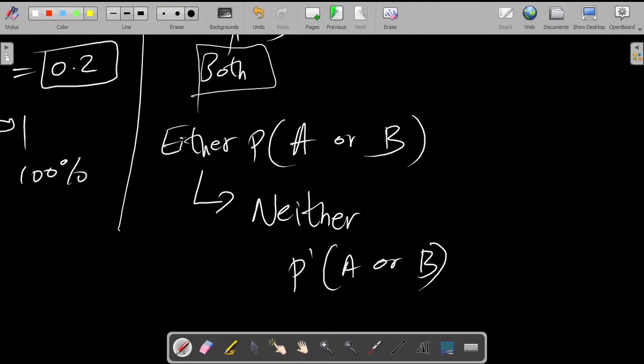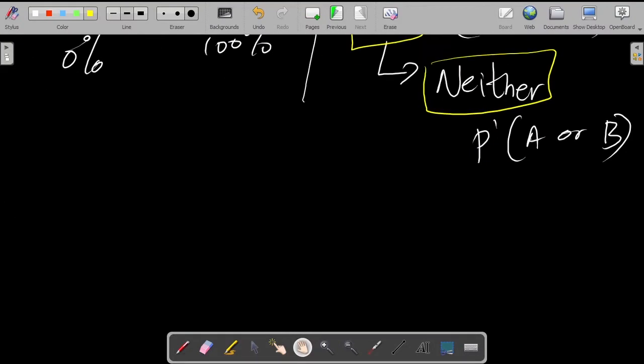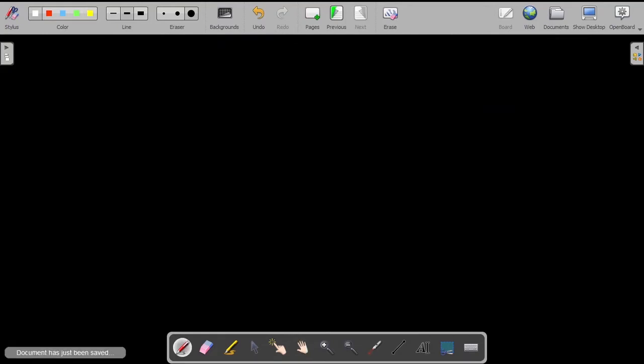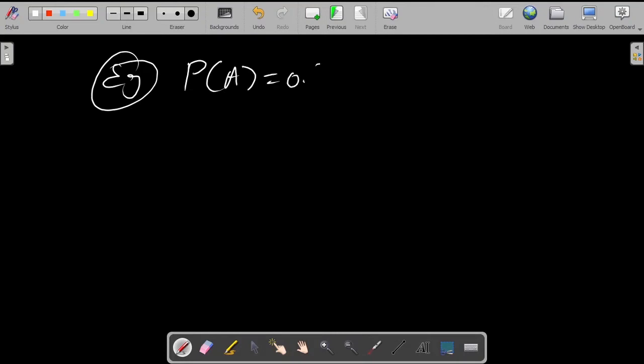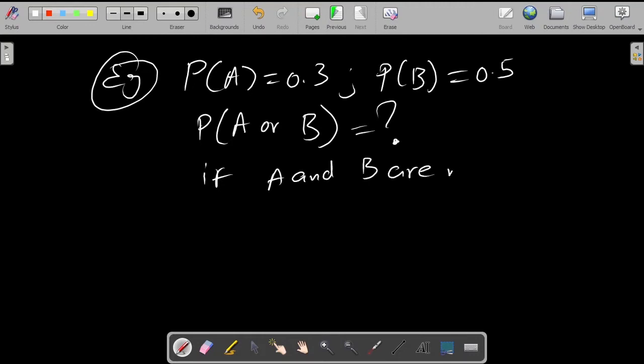So this is something that you have to look out for, and I think I have one question that actually highlights the importance of these terms. So let's go right into the examples. The first one: you're given the probability of A as 0.3, the probability of B as 0.5, and you're asked to find the probability of A or B. So what is the probability of A or B if A and B are mutually exclusive?